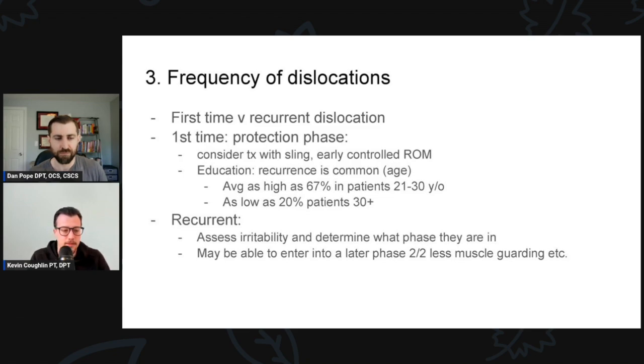We might need to go ahead and get imaging and figure out this baseline level of tissue damage. But let's assume that we're going to do a little bit of conservative rehab. First time, we consider a protection phase.